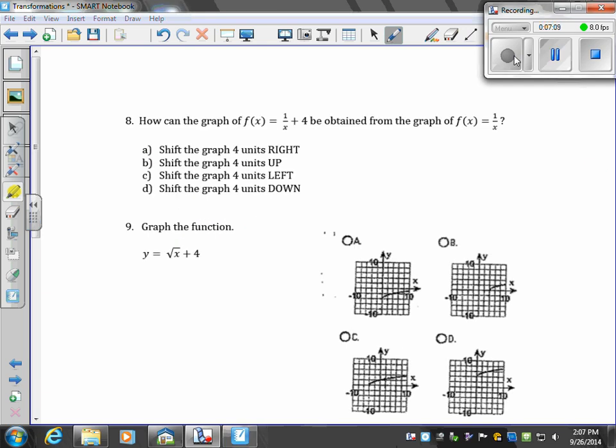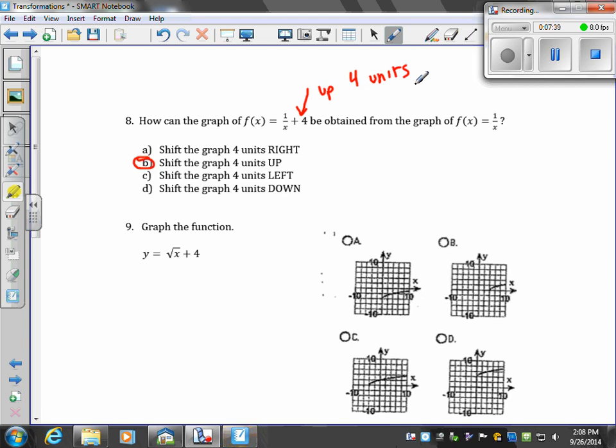Number 8 says, how can the graph of f of x equals 1 over x plus 4 be obtained from the graph of 1 over x? So first of all, we see this as the parent graph. If this is our parent graph, then what happens if plus 4 is on the outside of it? That simply just means up 4 units. So we're looking for the one that says up 4 units. So that's going to be B.